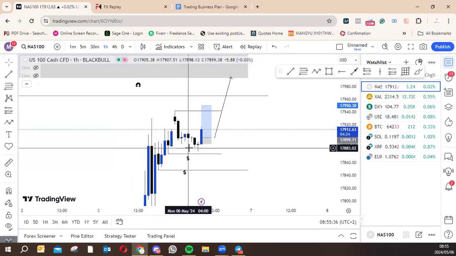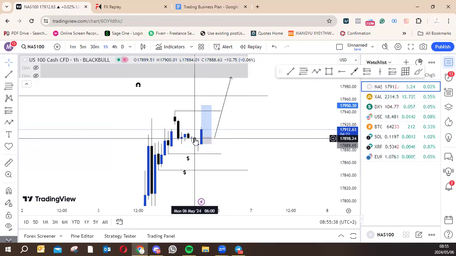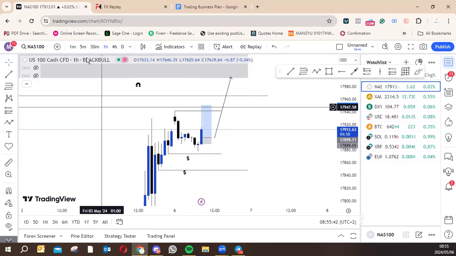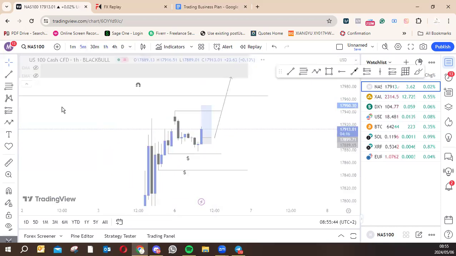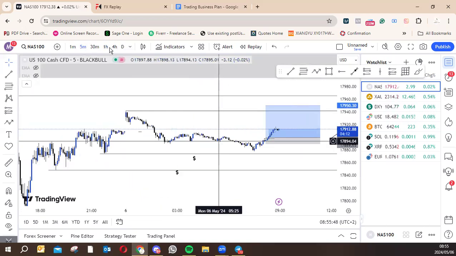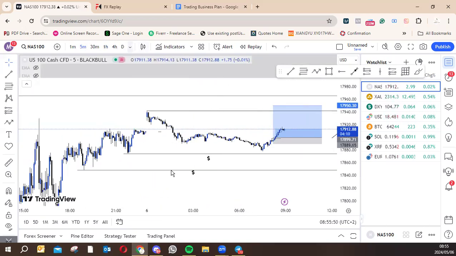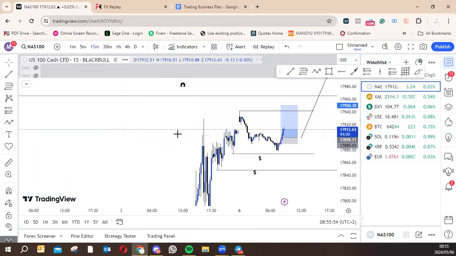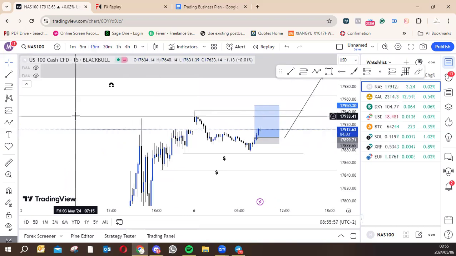But now we have this liquidity. Now I took a trade. So why did I take a trade even before one of these levels got raided? Let's go down to an even lower time frame, the 5 minute. Sorry, the 15 minute is actually my last analysis time frame where I look for liquidity.